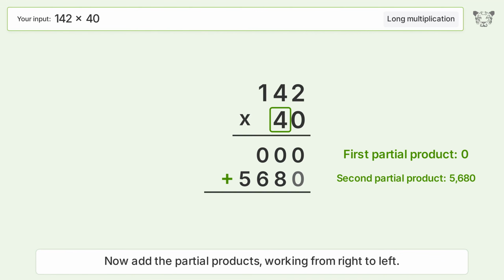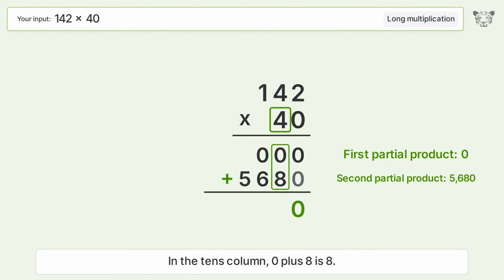Now add the partial products, working from right to left. In the ones column, 0 plus 0 is 0. In the tens column, 0 plus 8 is 8. In the hundreds column, 0 plus 6 is 6. In the thousands column, bring down 5.